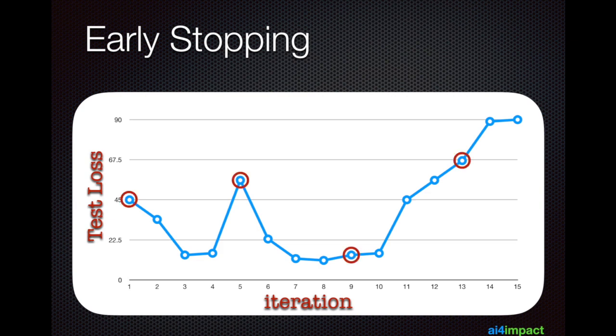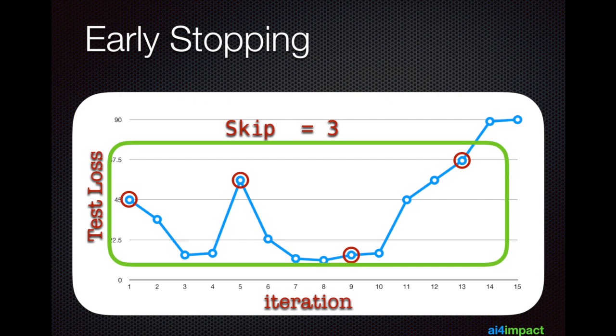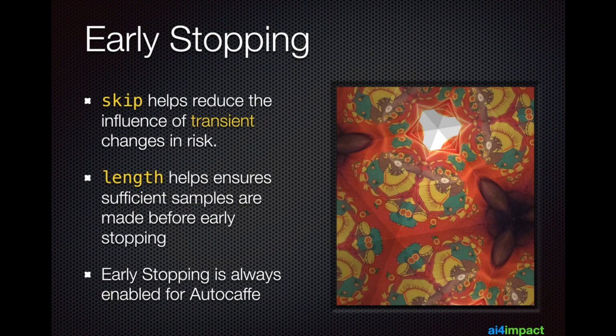If we mark in circles points in which early stopping samples this curve, because there are 3 points between samples, we say the skip is 3. Skips help us to overcome the problem of noise. Finally, because we have 4 of these values to use, we say that the length is 4. Skip helps to reduce the influence of transient changes in the risk, and length helps us ensure that sufficient samples are obtained before the decision to early stop is made.